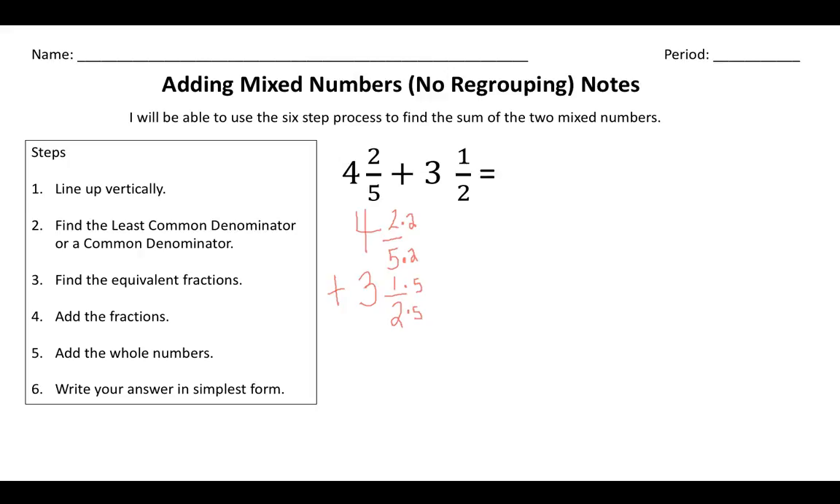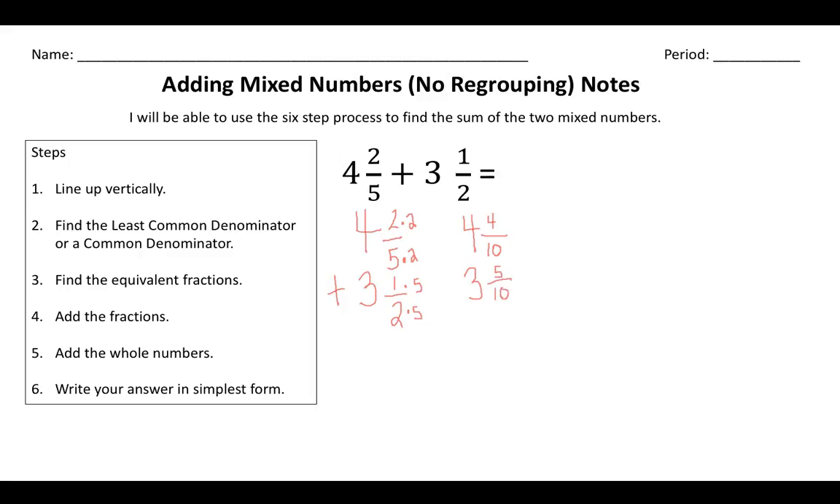So I'm going to rewrite our mixed numbers over here with their equivalent fractions. So I have 4 and 4/10 over 3 and 5/10.